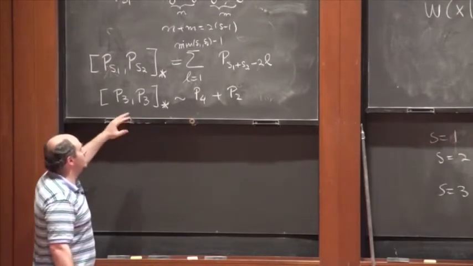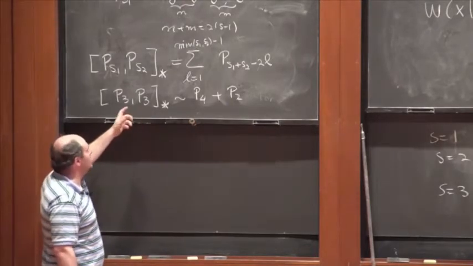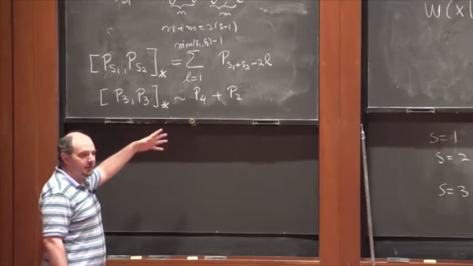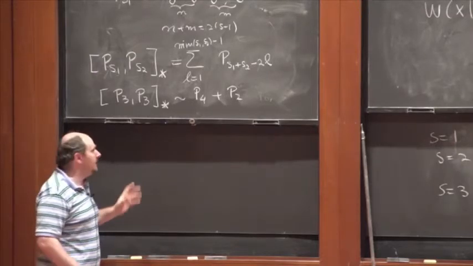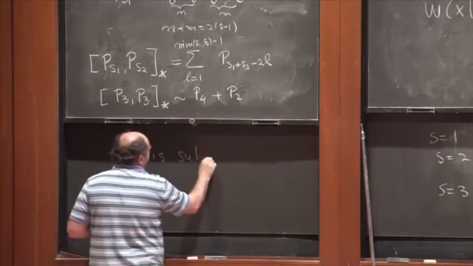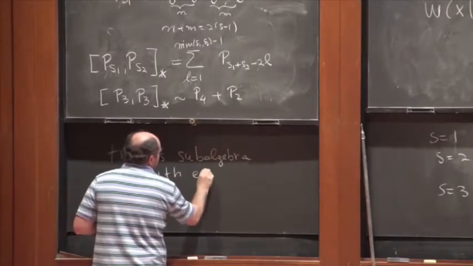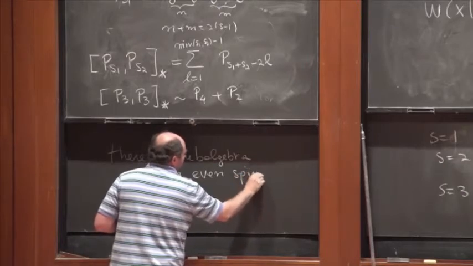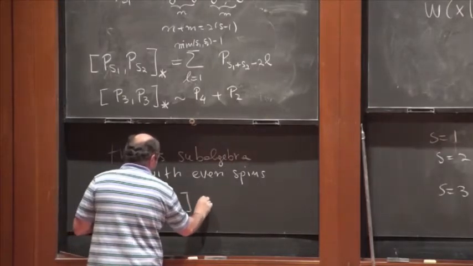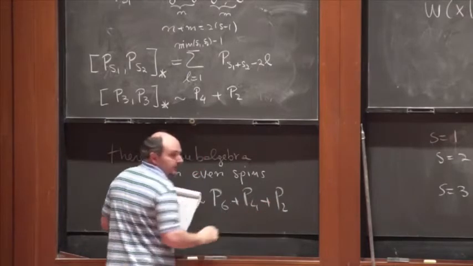So one can also see that there is another closed subalgebra, but it's still infinite dimensional. It's a subalgebra of even spins. That corresponds to the fact that we can truncate this algebra to even spins only, which corresponds to O(N) models at the boundary. There is a subalgebra with even spins only. For instance, if you look at the commutator of P4 with P4, you get P6, P4, and P2.